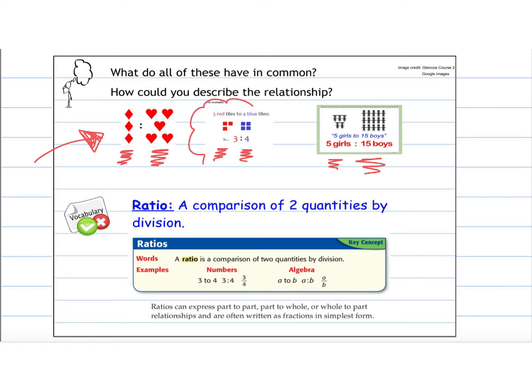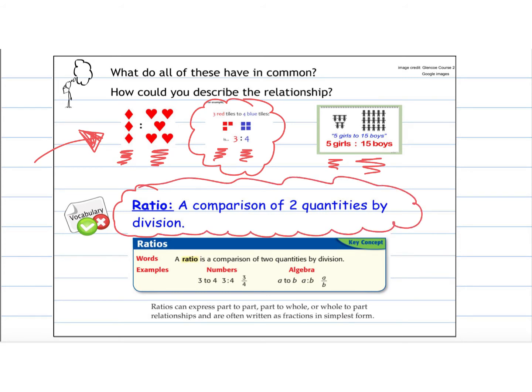If we look here, this means that for every 3 red tiles we have 4 blue tiles. So if I have 6 red tiles, I would have 8 blue tiles. So for every 3 red, we have 4 blue. So this is a vocab word that I want you to write down. A ratio is a comparison of 2 quantities by division.